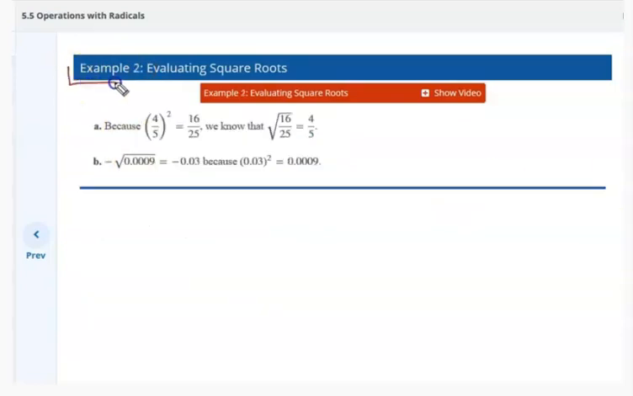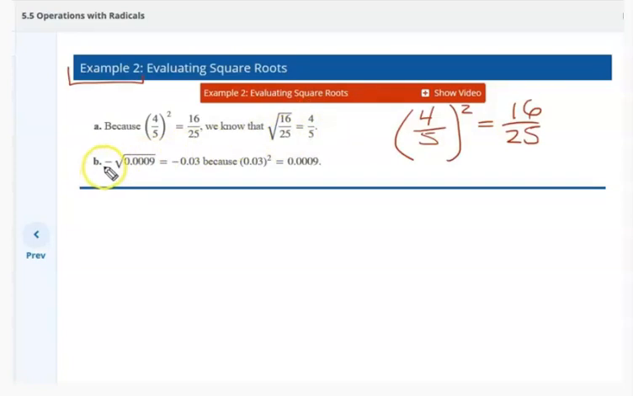Now for example 2, write that down. A, if we square 4/5, we get 16/25. So if we take the square root of 16/25, we get 4/5.